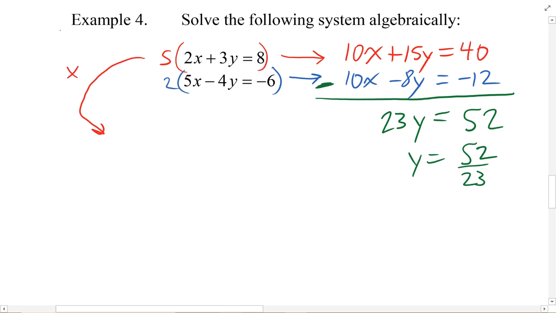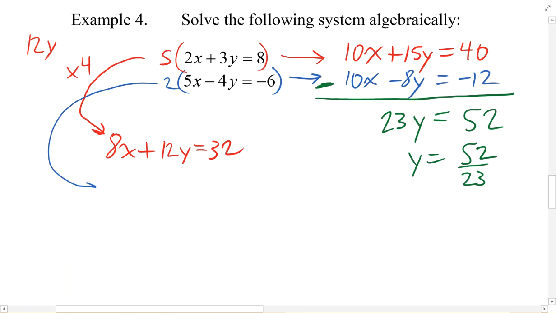Well, you gotta look at your y's. What would be the LCM between 3 and 4? 12, right? We want to get 12y, so to do that, the top one we multiply by 4. People have been saying that, I know. And what we multiply the bottom one by? Yeah, 3. So again, our goal is to get 12y.